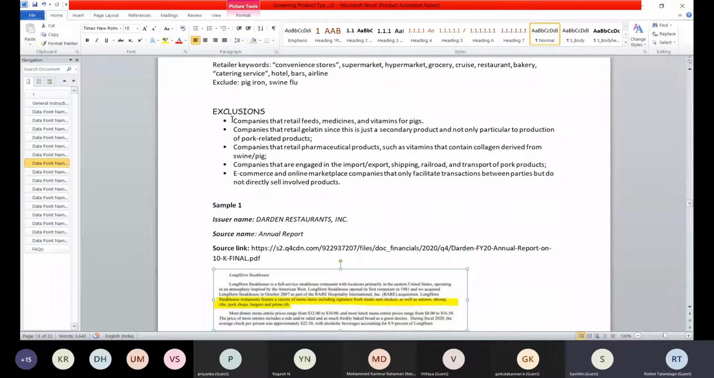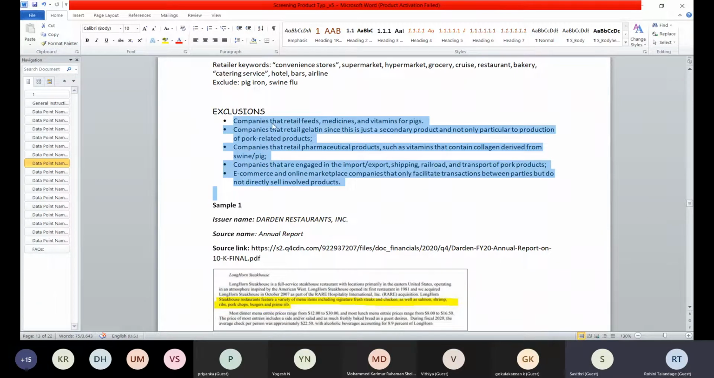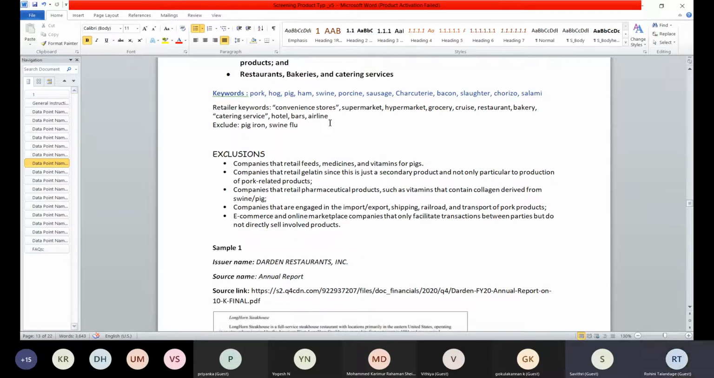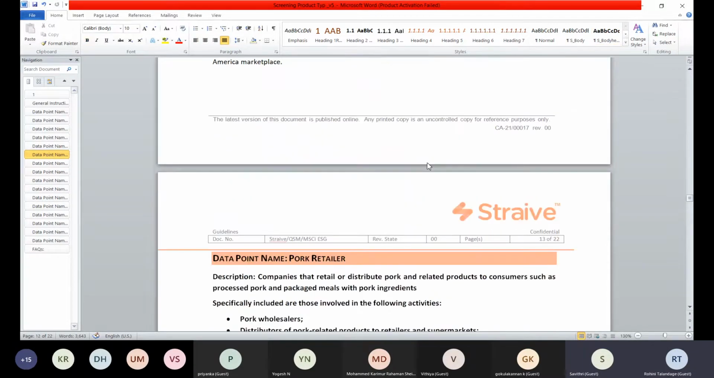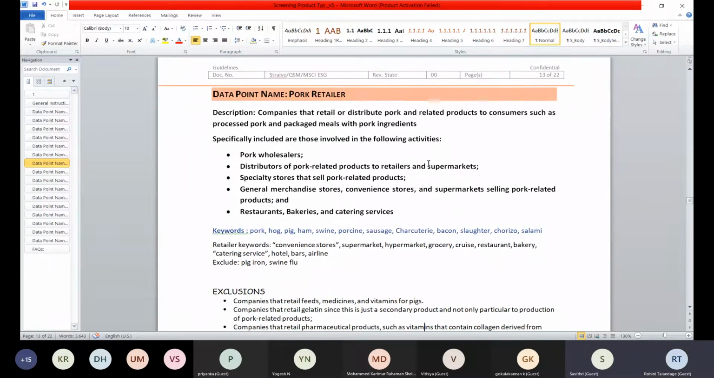Now for this we have some exclusions. If any companies retail feeds or medicines or vitamins for pigs, in that case we can mark it as no. These are the exceptions for which we have to mark it as no. Second, companies that retail gelatin, since it is just a secondary product, we cannot say it is particular to the production of pork related products. So in this case we can mark it as no.